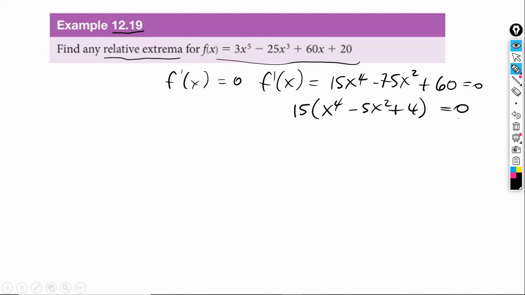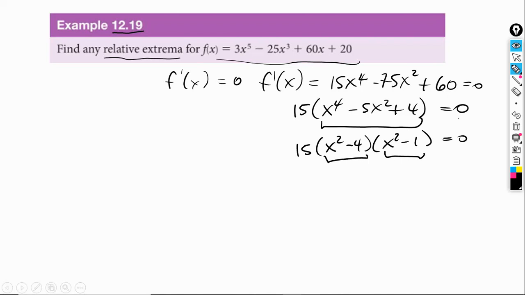And this equals 0. Now notice that this is factorable, right? We can factor that as we would do by inspection. So this would be 15 times x squared minus 4 times x squared minus 1. But this is a difference of squares, and so is this. So we can factor even further. So we can rewrite this as 15 times x plus 2 times x minus 2 times x plus 1 times x minus 1. And there it is. This is the total factorization of this.